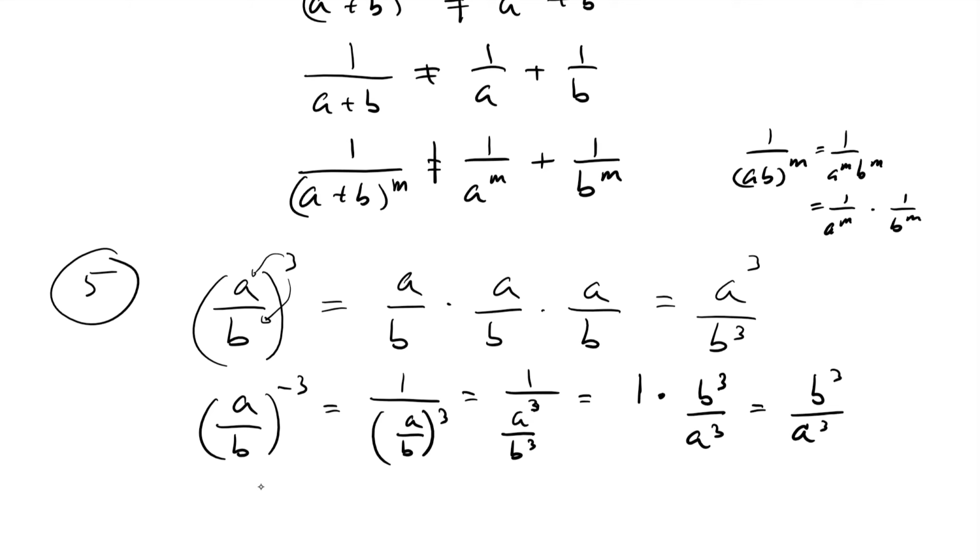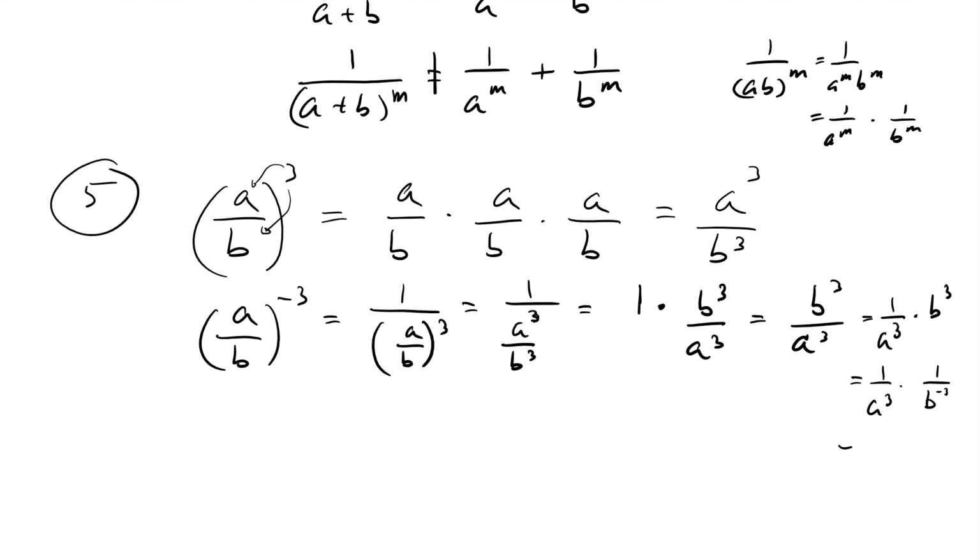Which I could also write as 1 over A cubed times B cubed. And B cubed, I could also write that as 1 over, if I send the base down, I need to change the sign of the exponent.